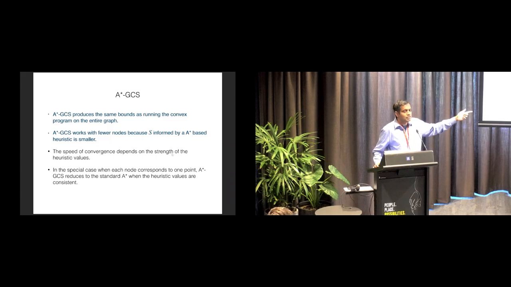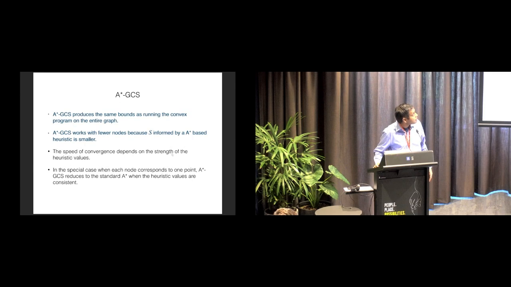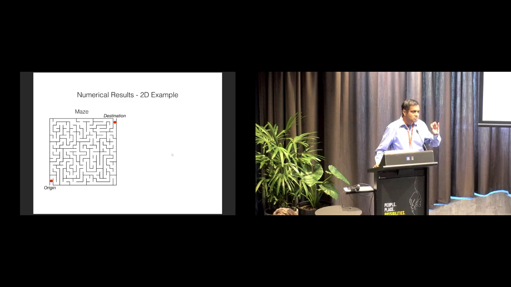Of course, if each set in your graph is a singleton, then our algorithm just reduces to the standard A star algorithm. So anyway, I'll just show you some simple results here. Let's just take the 2D case. It's a maze, so you want to go from this origin to the destination.